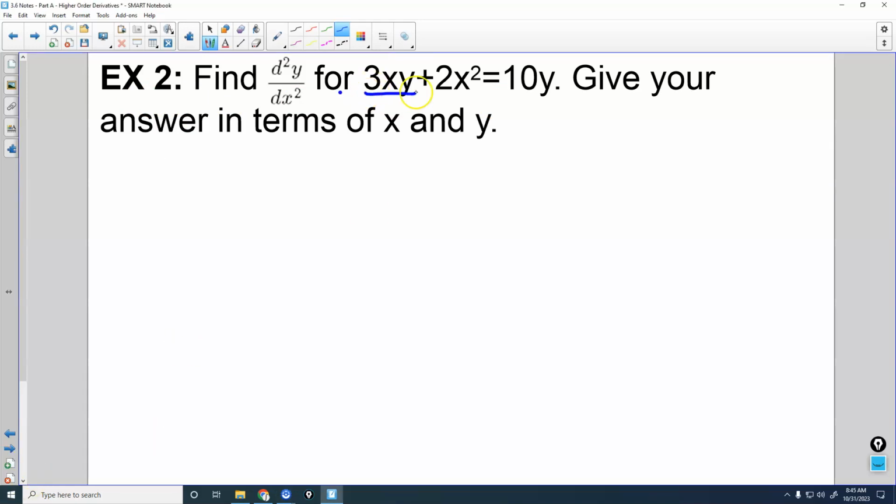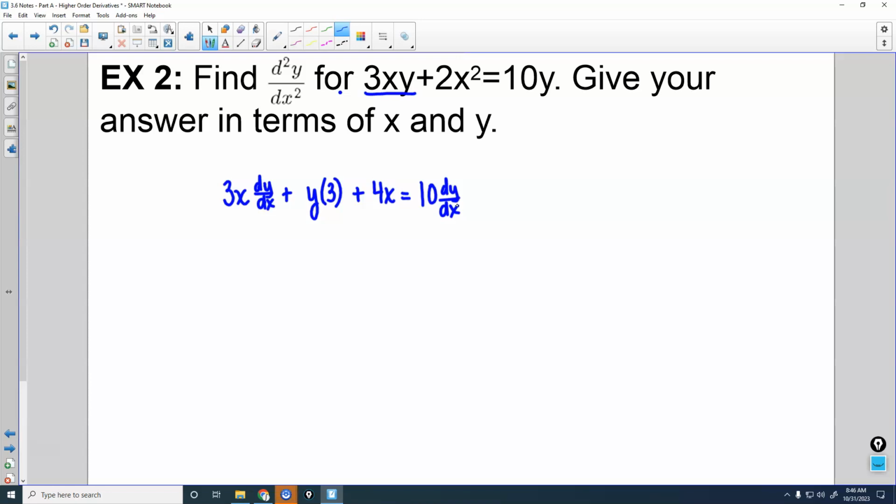All right, so what do we need for this first part? Product rule. You can either keep the 3 out front or group it with the x, either one. So I'm going to do 3x times the derivative of y, which is dy/dx, plus y times the derivative of 3x, which is just 3. And then I've got to take the derivative of this 2x squared, so that'll be 4x. And then the derivative of 10y is 10 dy/dx. Everybody okay there?